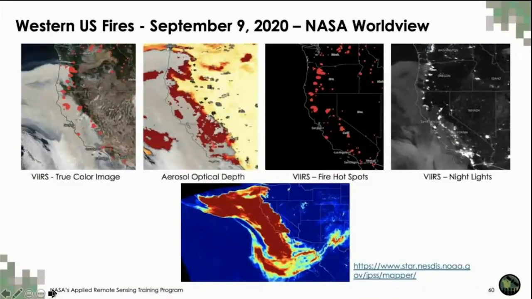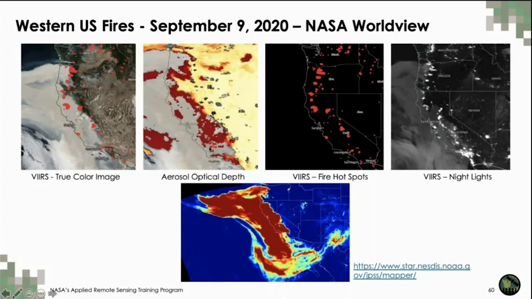For this, I have chosen a case study from fires in the Western US. What you see here on the left, I have created all this analysis using the datasets and tools which I have demonstrated earlier. The top images are created using Worldview, and the bottom images I created using the NOAA JSTAR mapper, which I have provided the link for, but we have not gone to the website. The first one is the true color images. The red dots are the fire hotspots detected on September 9.